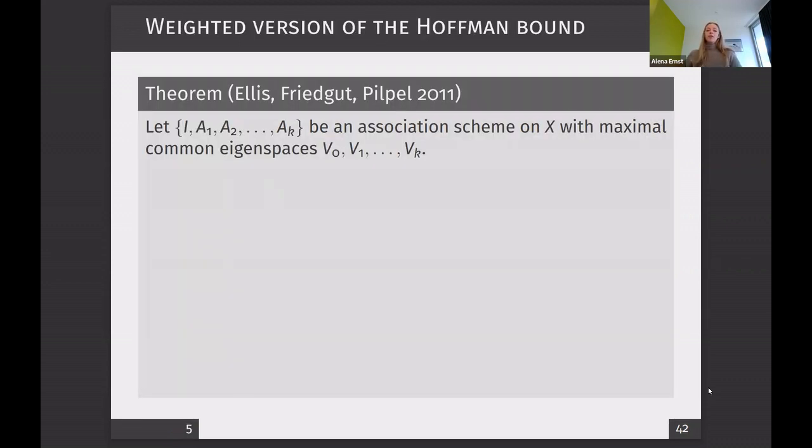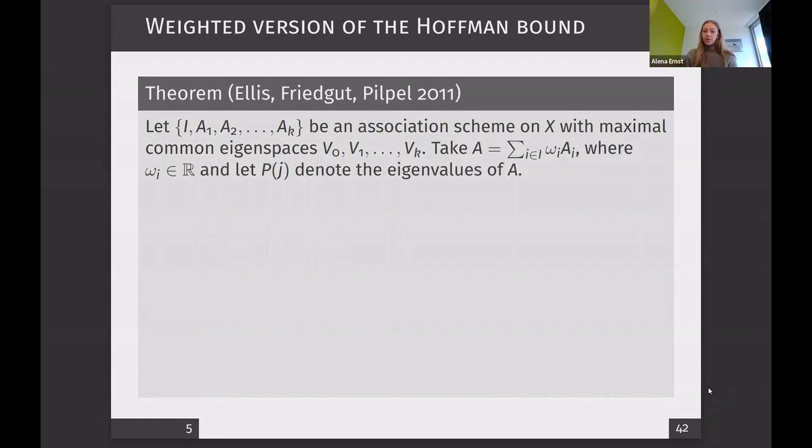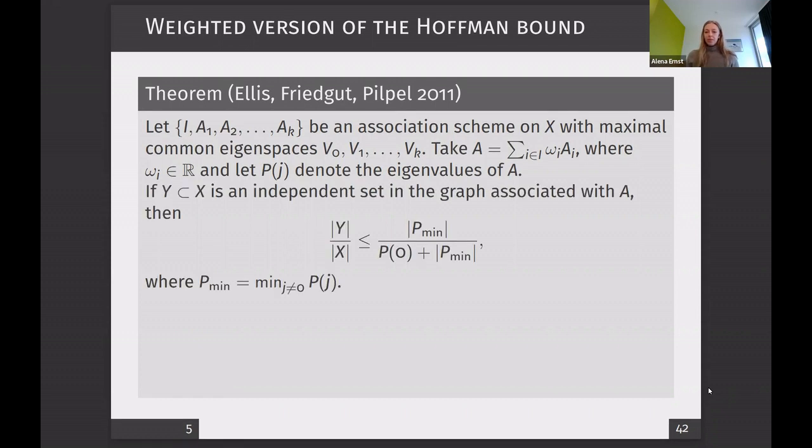Okay, so in terms of association schemes, we just think about an association scheme on the vertex set X, together with the common eigenspaces, Vi. And then we take a weighted linear combination of these adjacency matrices, but just over some of them. We do not have to take all of them. Then this theorem gives us an upper bound on the size of an independent set in terms of the minimal eigenvalue of this weighted linear combination.